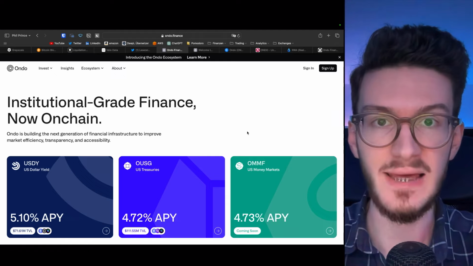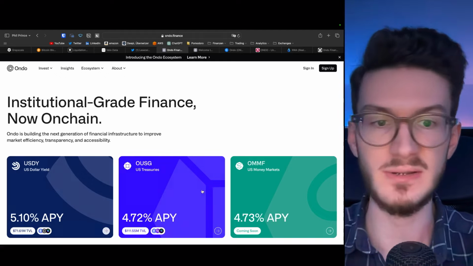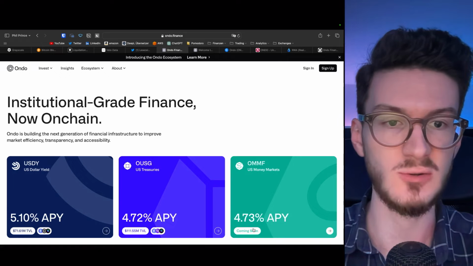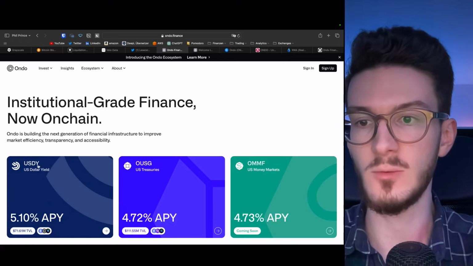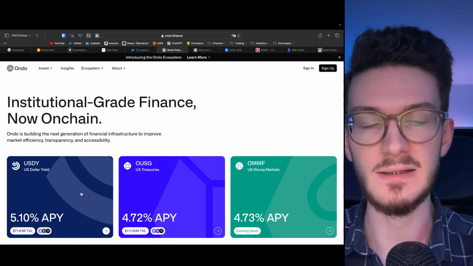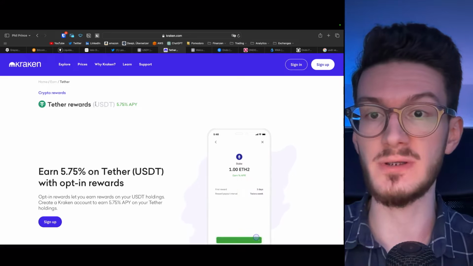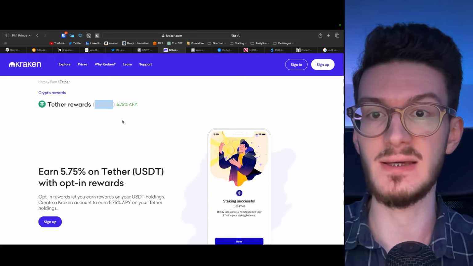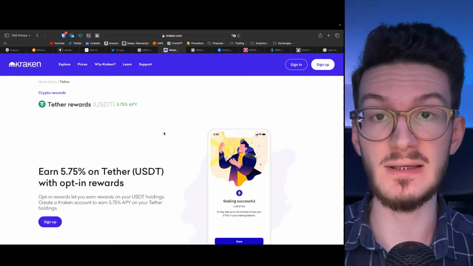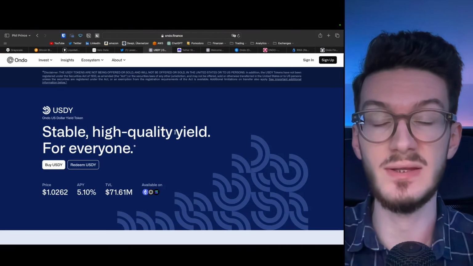So what do we have here? As you can see, there are two products offered by Ondo Finance at the moment, with the third one coming soon. First, we have the USDY, which is a US dollar stablecoin where you can get an interest rate on. In general, this concept is not new, as we can earn rewards on stablecoins like USDT Tether on exchanges like Kraken already. The difference lies in how this is implemented.